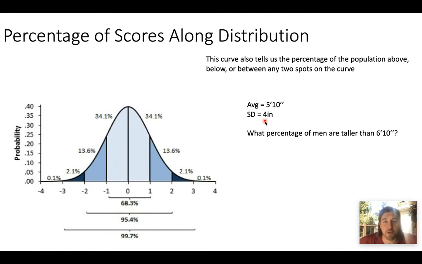the first thing we have to do is find where 6'10" falls on the distribution. That is 12 inches above the mean with a standard deviation of 4. That means that a man of 6'10" is 3 standard deviations above the mean. So he's right here. And if this is where that individual falls on the distribution, it means that only 0.1% of men are taller than 6'10".